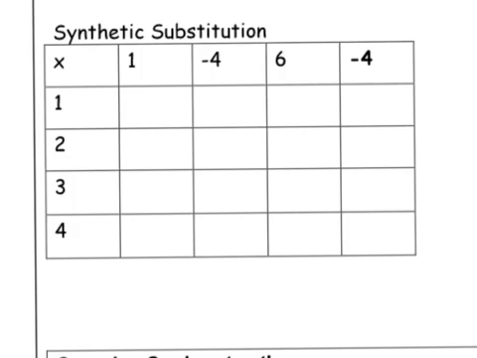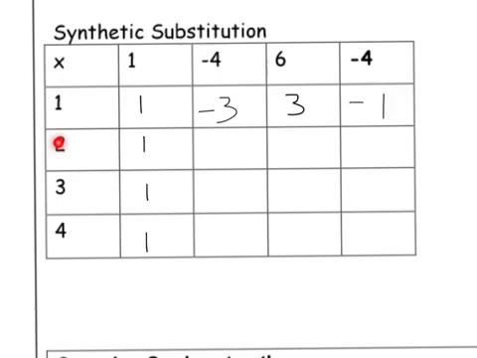Okay, so to do synthetic substitution, we just bring down the 1. And let's just start with the 1, and we'll move our way up. So 1 times 1 is 1. Added to negative 4 is negative 3. 1 times negative 3 is negative 3. Added to 6, it's 3. 1 times 3 is 3. Added to negative 4, negative 1. Okay, so that's not a 0.